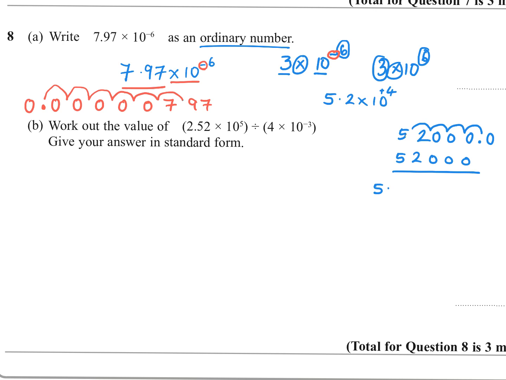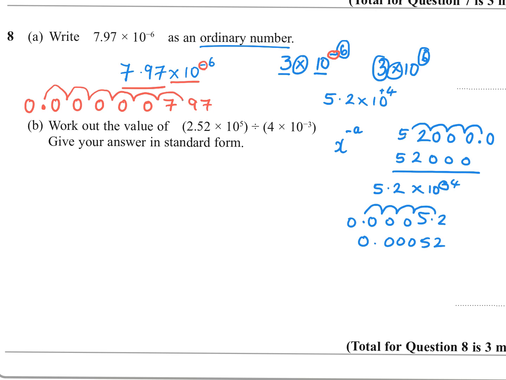However, if it was 5.2 times 10 to the minus 4, well, I think you know what to do now. You divide by 10 4 times because it's a negative sign here. So 1, 2, 3, 4. And the answer would be 0.00052. So there's a lot of maths behind why something to the power negative number means divide, but I won't go into that now, but there's a little bit of an explanation for you.